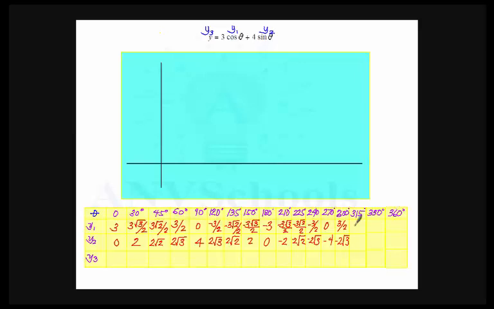Okay, 315 degrees, that would be 45 degrees, and our sine here is negative, so negative 2 square root of 2, and our cosine is positive because it's in the fourth quadrant, so 3 square root of 2 over 2. For 330, that would be a 30 degree reference angle, so 3 square root of 3 over 2, and then we have negative 2 for the sine function. For 360 degrees, we have 3 for cosine and 0 for sine. So this completes the values of the parent functions, y1 and y2 specifically.